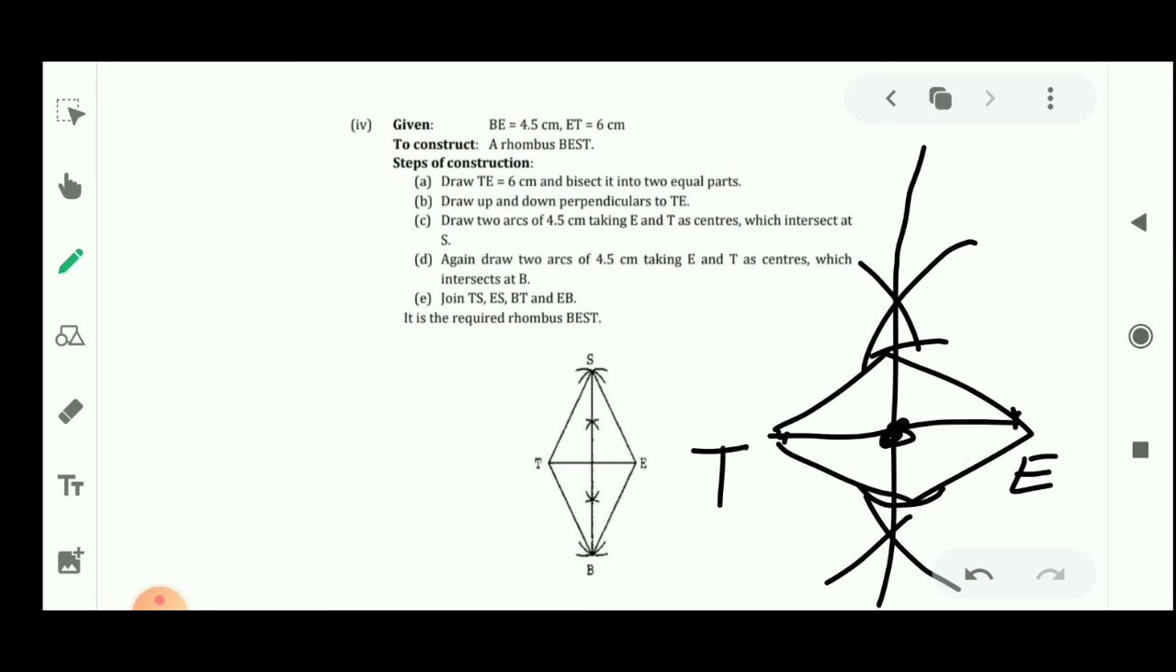Now I hope you are able to draw each and every figure which is available in the exercise number 4.1. Thank you students.